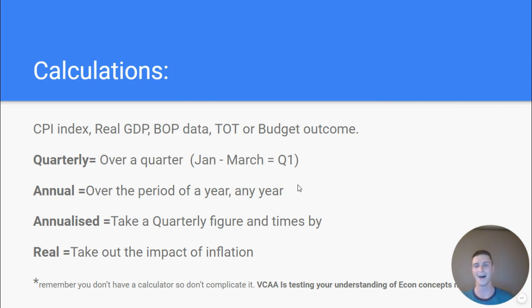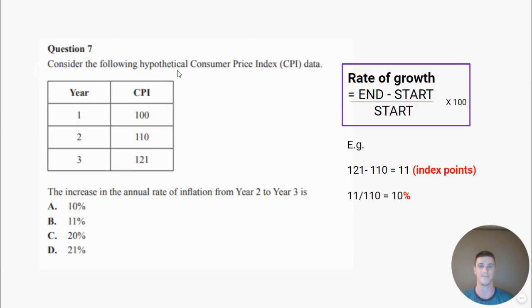You get it. God, who wants to study economics? No, that's a trick question. You do. Annualized figure is when we take a quarterly figure and we times it by 4. So what was the rate of growth over January to March? If we annualize that, we times it by 4. We're projecting into the future. And finally, real inflation or real GDP growth is when you take out the impact of prices. Remember here that VCAA are trying to test your understanding of economics, not maths, even though they do ask you to do some simple addition, division, and so on.